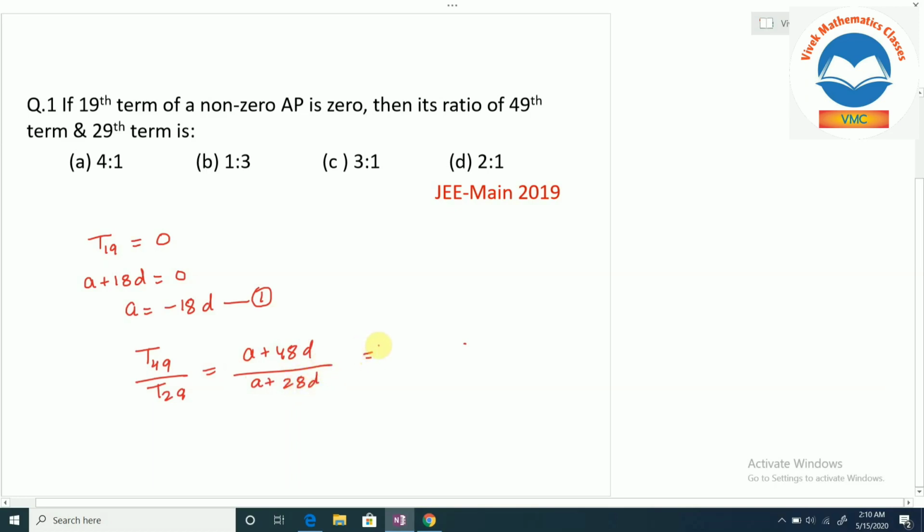Then in place of A, if we write minus 18D, what will we get? Minus 18D plus 48D divided by minus 18D plus 28D. Then solving this, we will get 30D divided by 10D. D and D will be cancelled out, 0 will be cancelled out. What will be the ratio? 3:1. The ratio will be 3:1. Answer will be our C part.